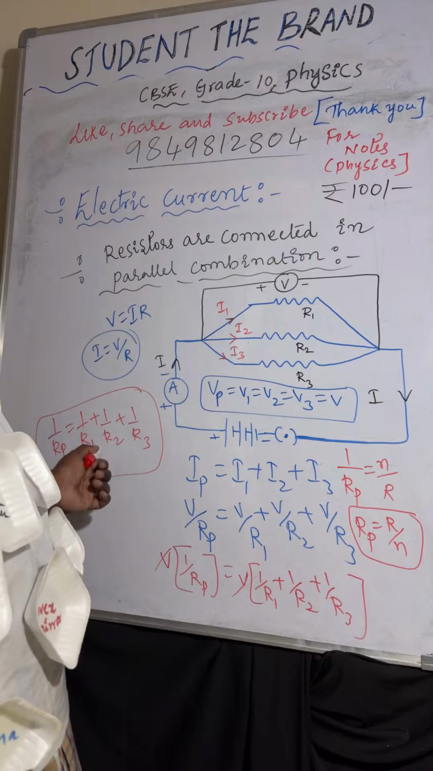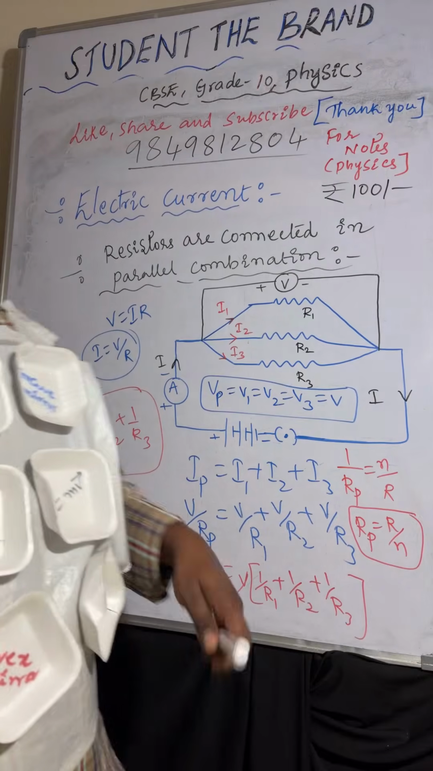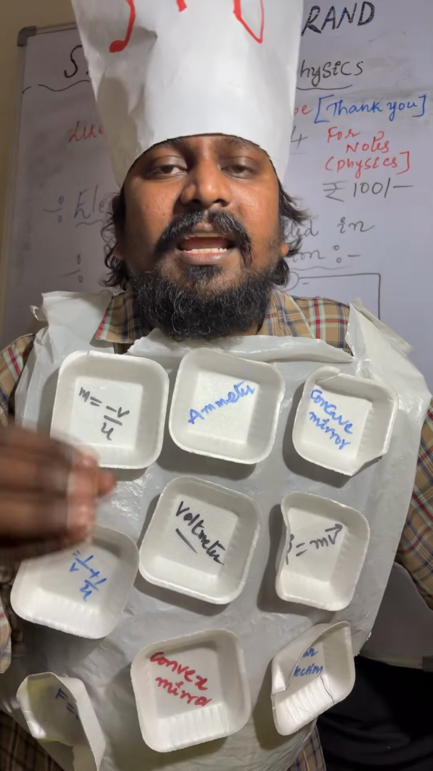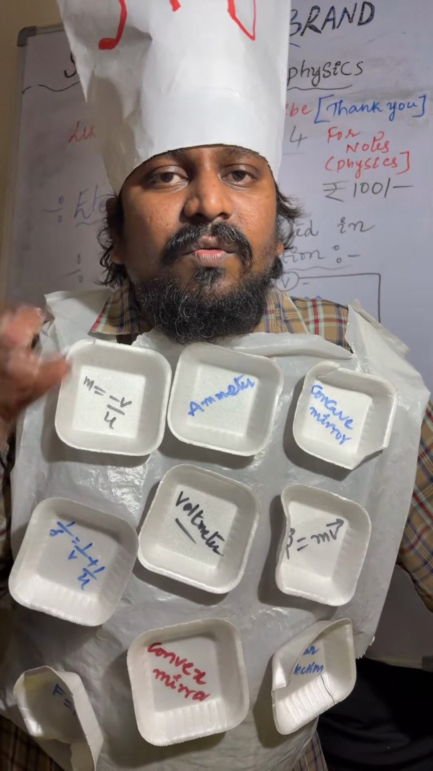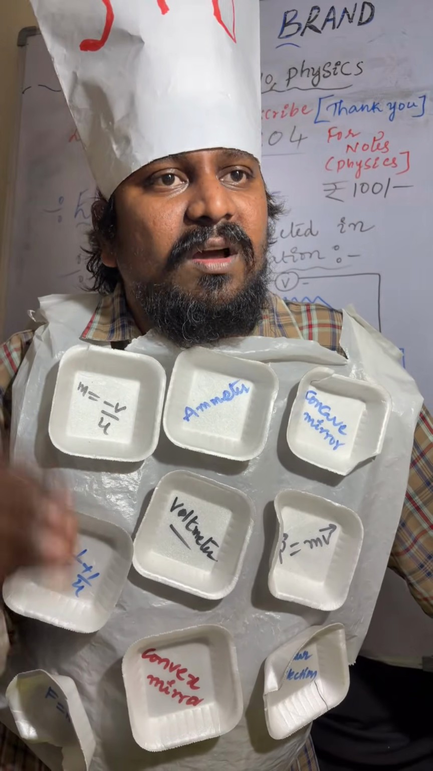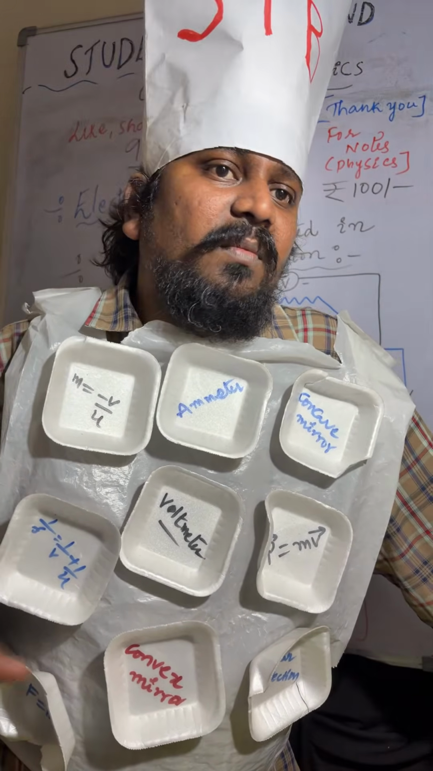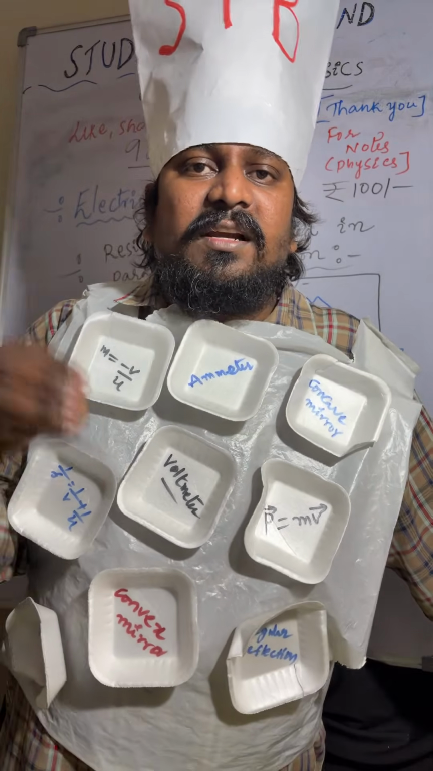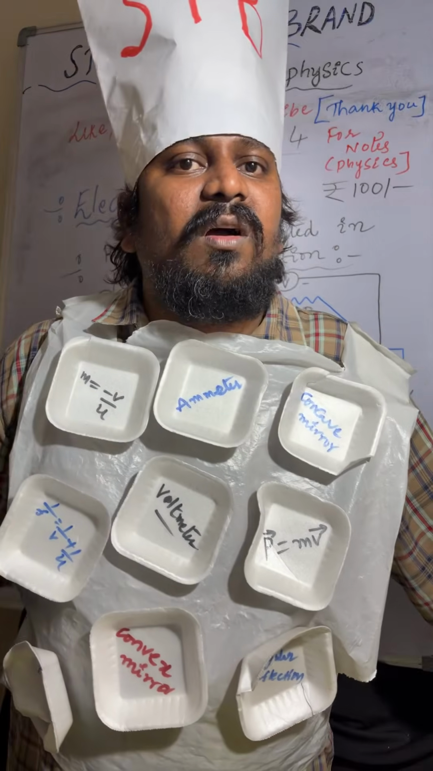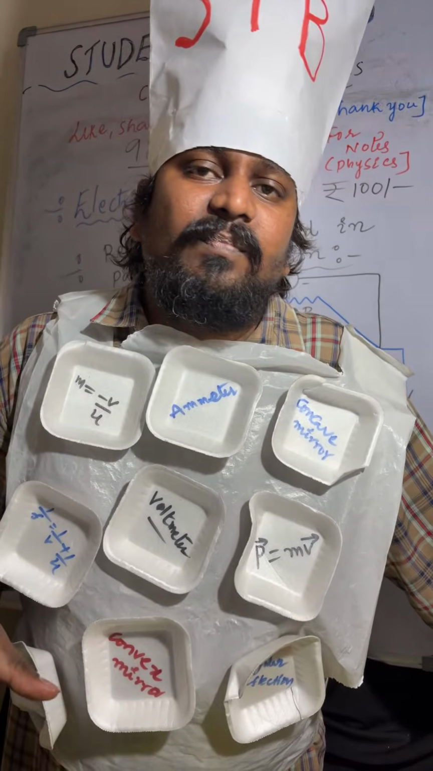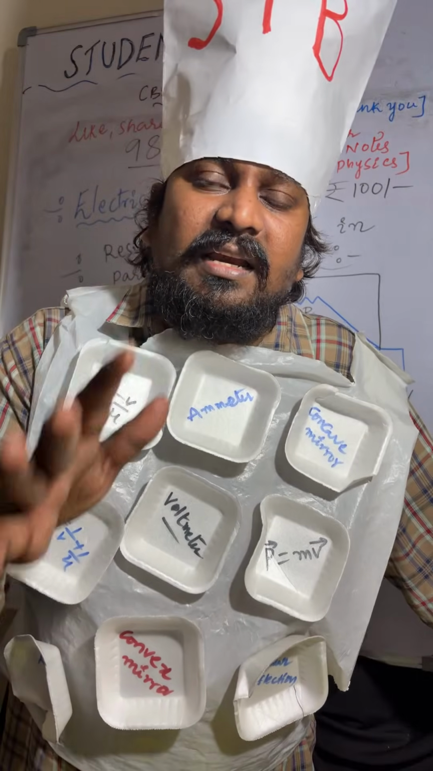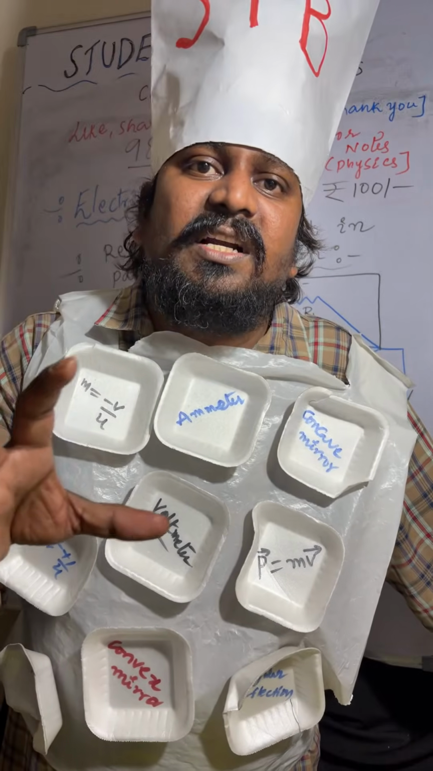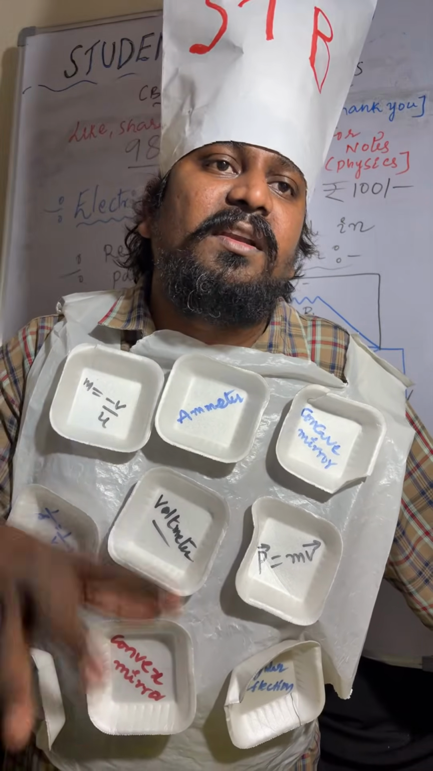So 1 by Rp equal to 1 by R1 plus 1 by R2 plus 1 by R3. Now you say, which physical quantity is constant in parallel combination? Potential difference. Which physical quantity is constant in series combination? Current. Okay, so in series combination, current is the physical quantity which is constant. In parallel combination, potential difference is the physical quantity which is constant.